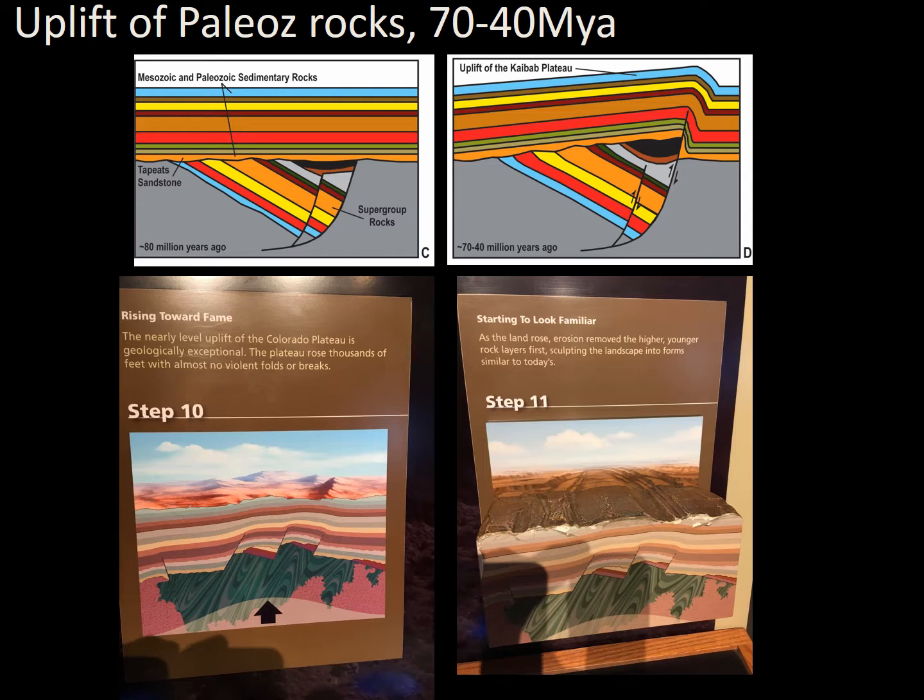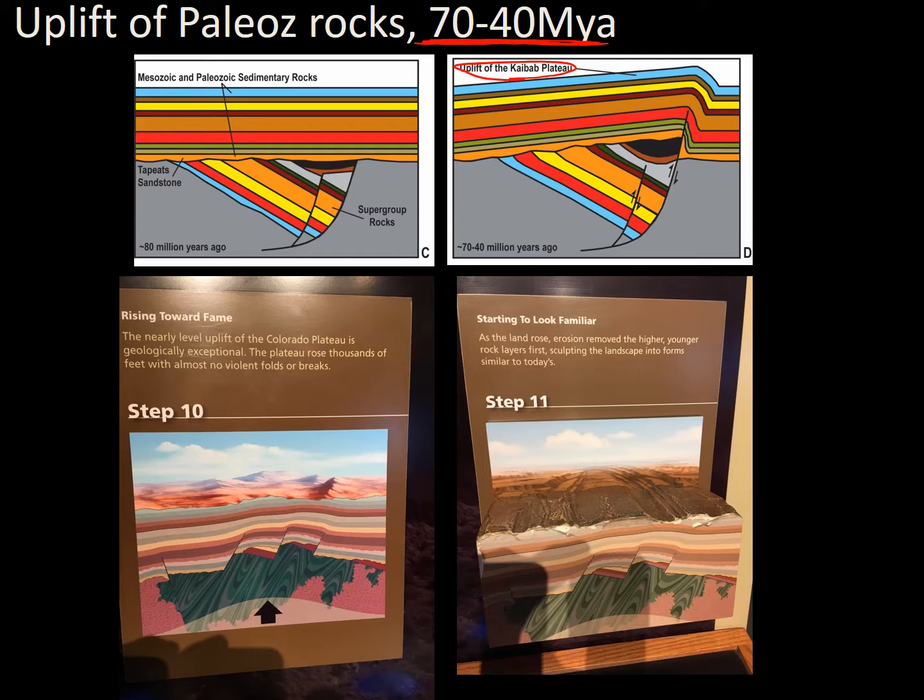Following their deposition and the Mesozoic and removal of those Mesozoic rocks, as I mentioned a moment ago, the western U.S. underwent a period of extensive compression between about 70 and 40 million years ago. This is the period during which the Rocky Mountains were formed, and it's the period in which the Kaibab Plateau was formed when it was uplifted.